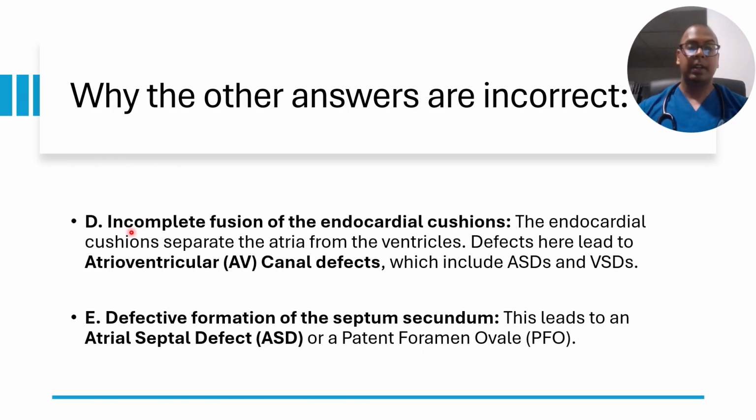D is also incorrect, incomplete fusion of the endocardial cushions. The endocardial cushions separate the atria from the ventricles, and usually a defect in this would result in AV canal defects. E, defective formation of the septum secundum. A defect in that would lead to atrial septal defects.